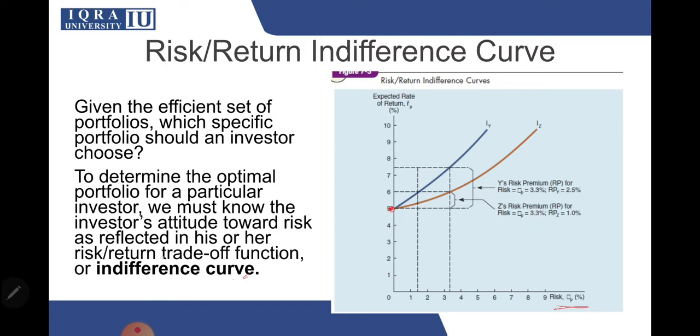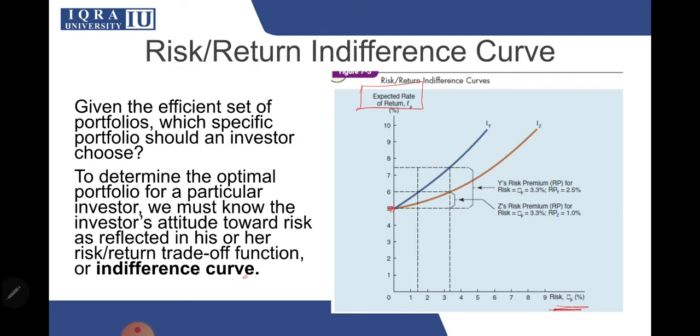So basically, the missing piece in the selection of the optimal portfolio was the investor's attitude towards risk and return, which is measured by your indifference curve. And these concepts actually come from economics. Their concept of utility theory is being applied over here. So if you look at the graph over here, on the horizontal axis we have risk, and on the vertical axis we have the expected rate of return.